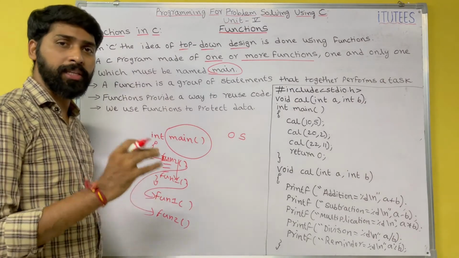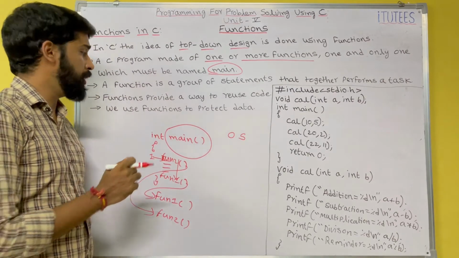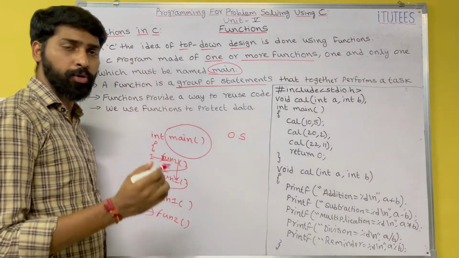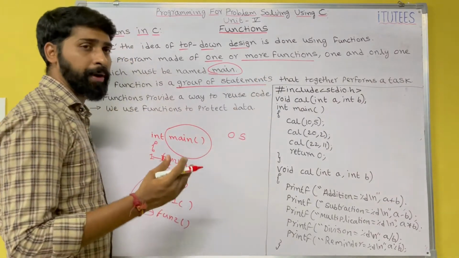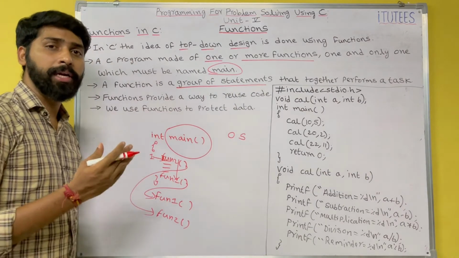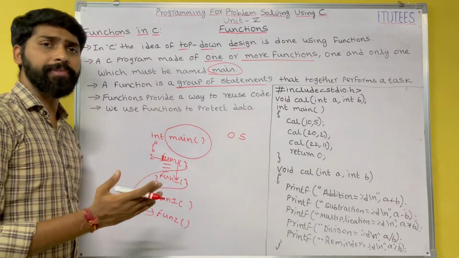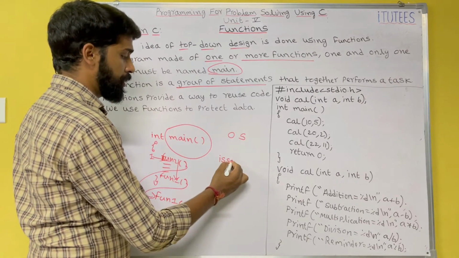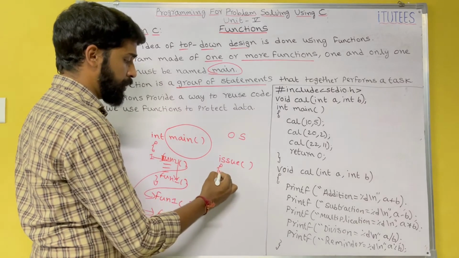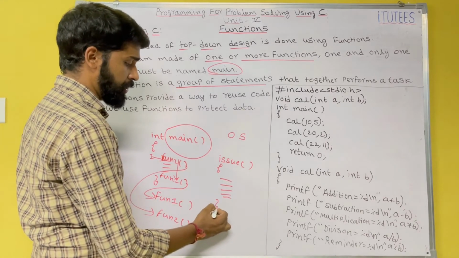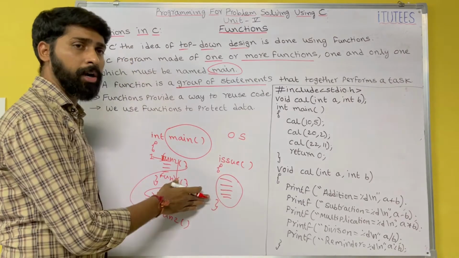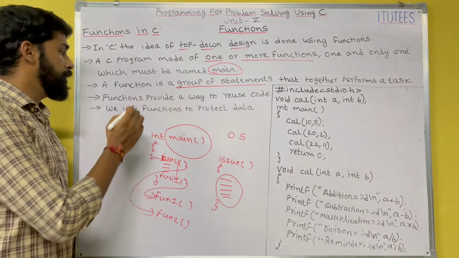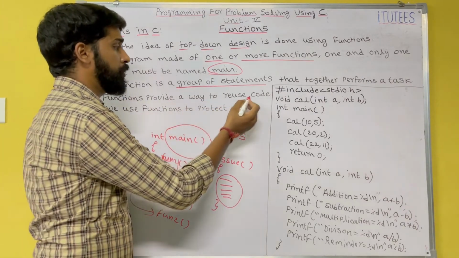Now we see the definition. What is the definition of a function? A function is a group of statements that together performs a task. For example, in a library management system, we divide the program into parts. In that, book issue is one part. In this book issue, you are going to write the instructions. All these instructions perform the task of book issue. So functions provide a way to reuse the code.